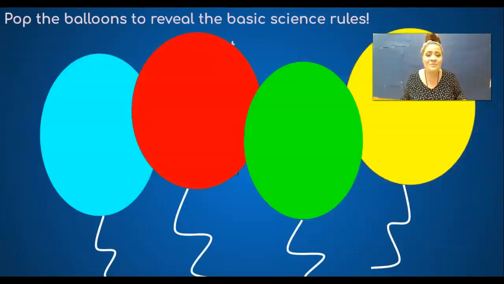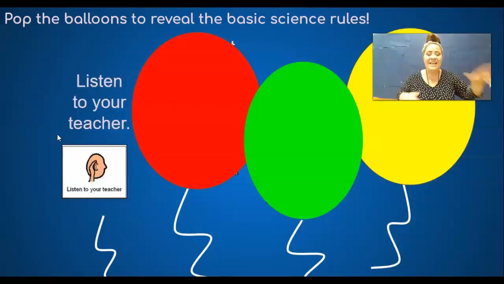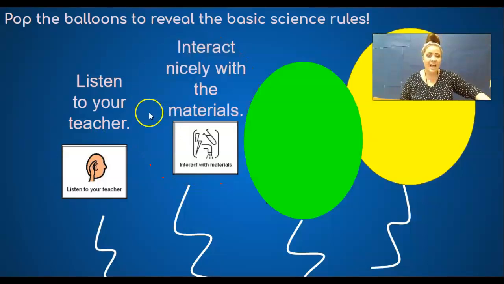All right, let's review our basic science rules. Can you help me pop these balloons to see what our basic science rules are? Help me. I want to hear you popping those balloons. Pop that blue balloon. Listen to your teacher. That's our first basic science rule. Can you help me pop the red balloon? Help me pop that red balloon. Interact nicely with the materials. That's a good science rule.